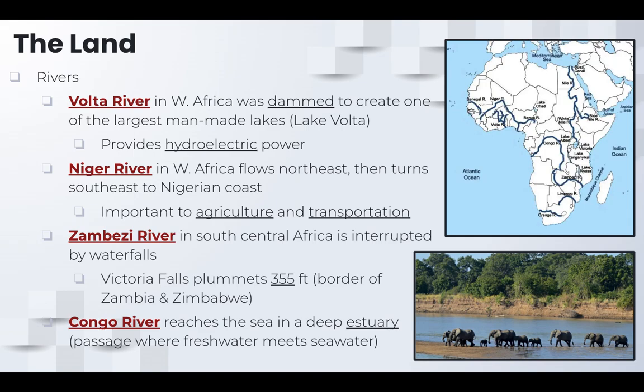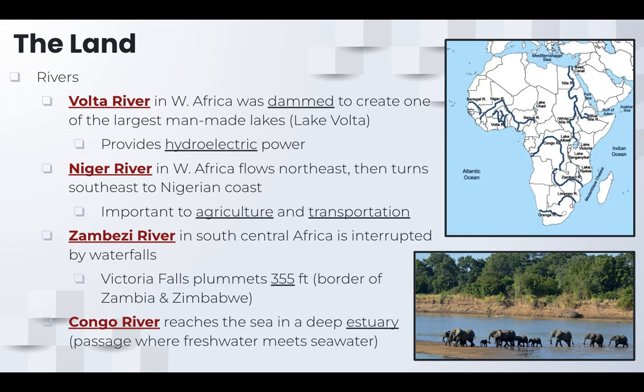And then the Niger River. The Niger River flows right here. Okay, there's a Niger River, and it flows northeast and then turns southeast to the Nigerian coast. So it actually goes like this, flows this direction, and then the delta is right here in Nigeria. So it is important to agriculture as well as transportation.